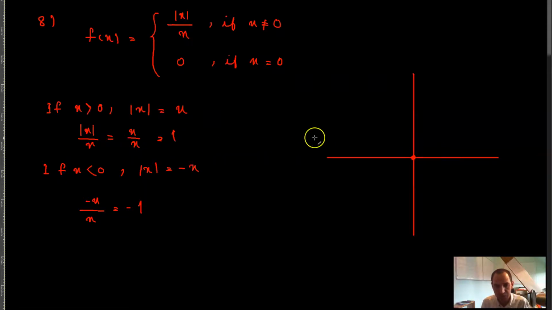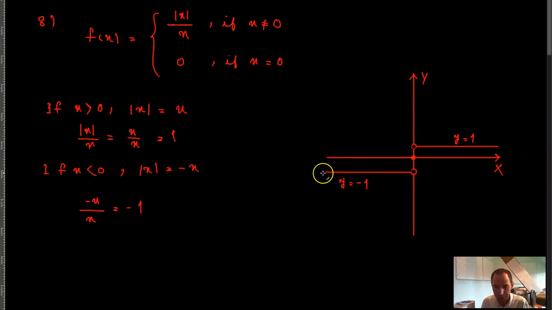For x's greater than 0, your output is 1. And so then you get some function like this, and for x less than 0, your output is negative 1. So your function essentially will be something like this. This line over here is y is equal to 1, and this is y is equal to negative 1. So this is x and this is y.